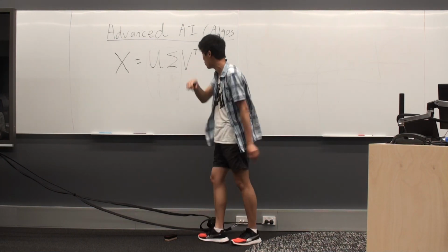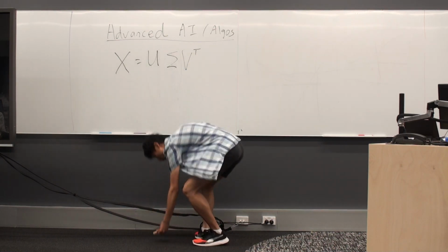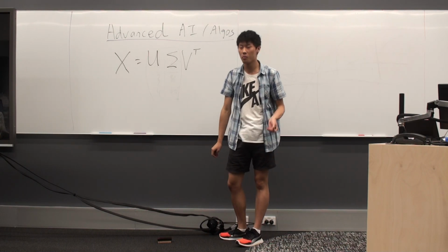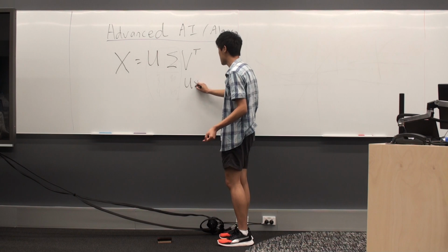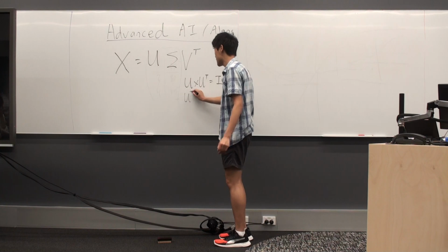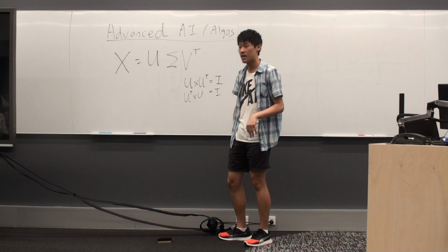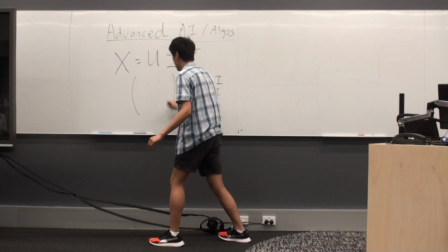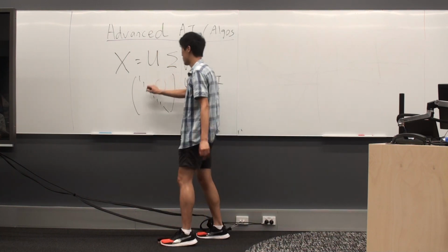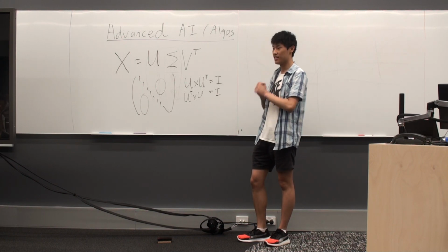So what is U? U and V are both orthogonal. What orthogonal means is if you do U times U transpose, it's the identity matrix. If you do U transpose times U, the other way around, it's also the identity matrix, just a different size. So what's the identity matrix? It's just ones all on the diagonal, zeros everywhere else. That's the identity matrix.